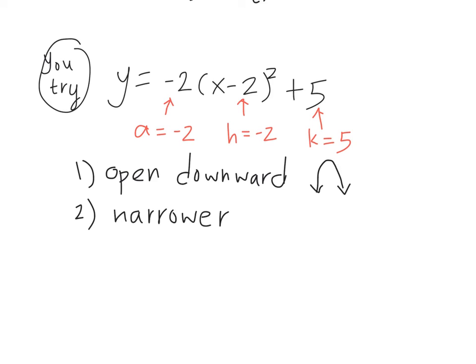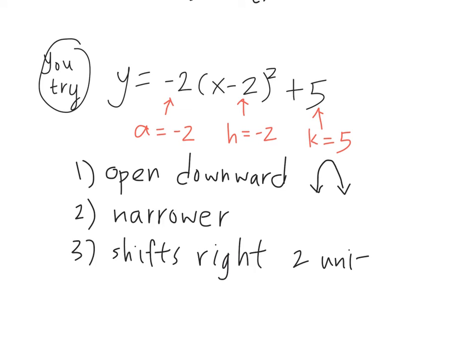Okay, and then we see that h is negative. It's a -2, and if it's a -2, then it shifts to the right by 2 units. Last but not least, we see k. k currently is +5, and if it's positive for k, then the parabola shifts up by 5 units.